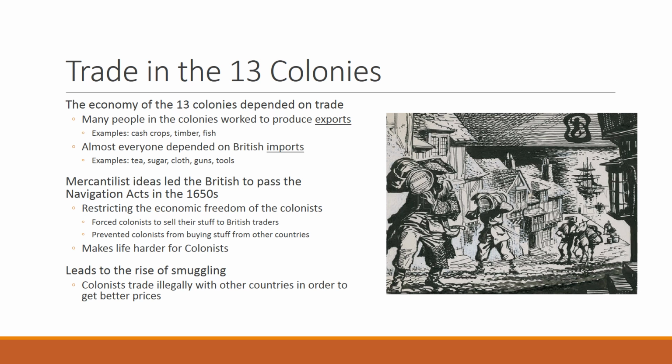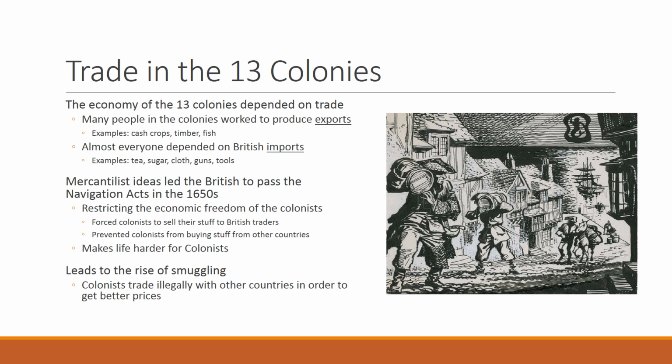And so basically how the economy worked was that the colonists would make stuff to sell to other countries, and then with the profit they made from selling stuff to other countries, bring in the stuff they needed.